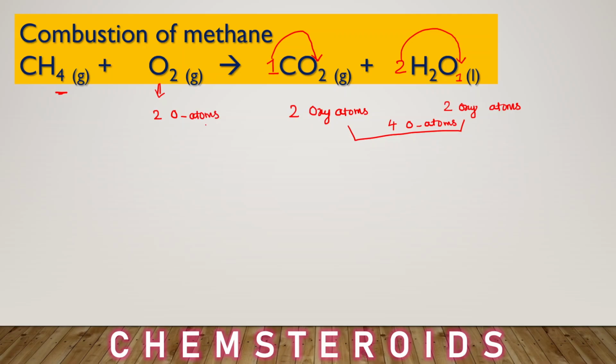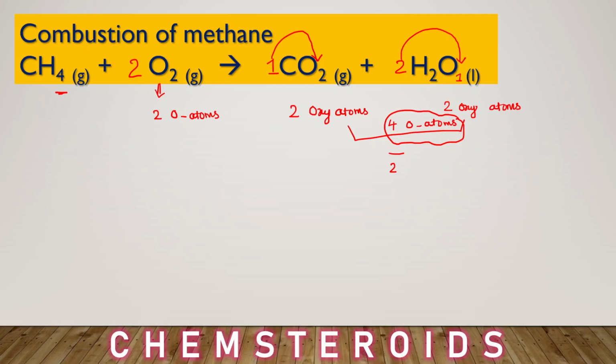That means we have to make it 2 more oxygen atoms on the left side. So here, how many oxygen atoms are turning up? Half of it, 4 by 2, that is going to be 2. So add that stoichiometric coefficient here. The equation is balanced.